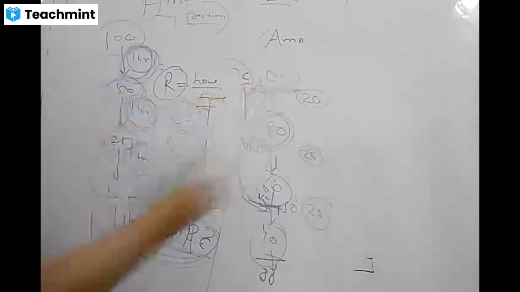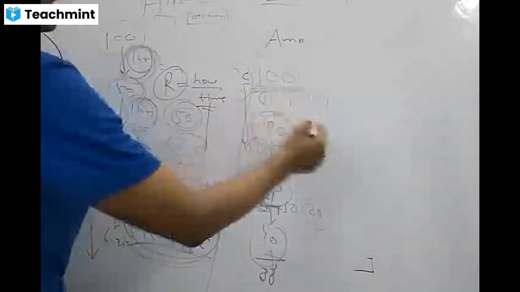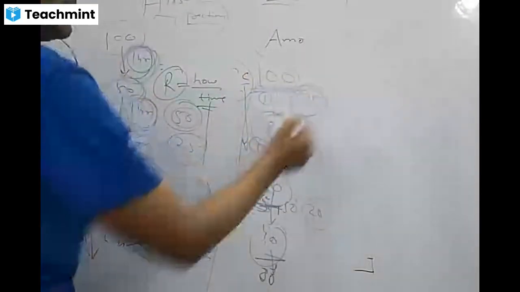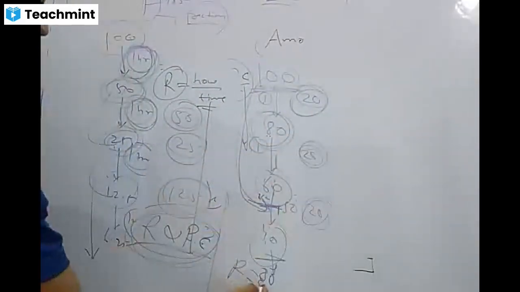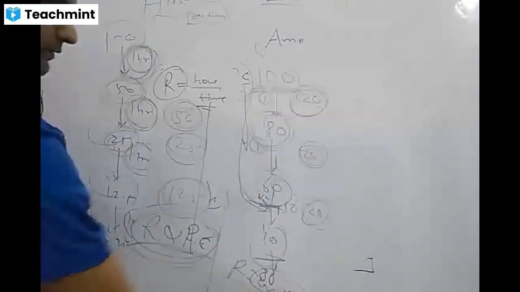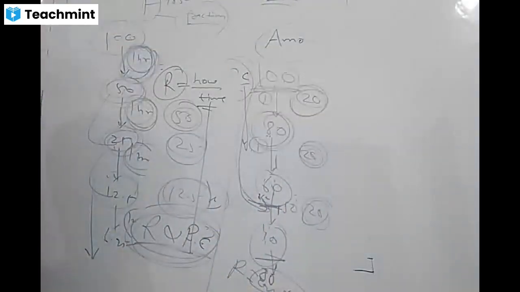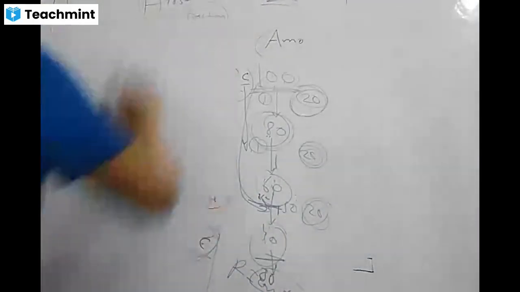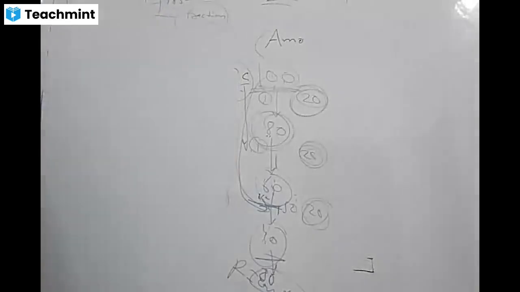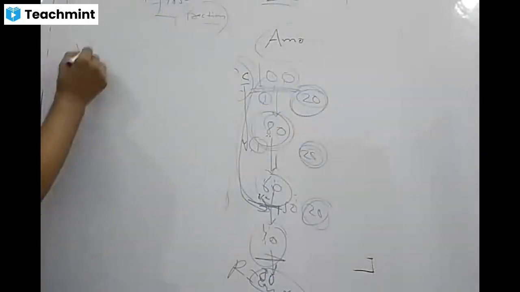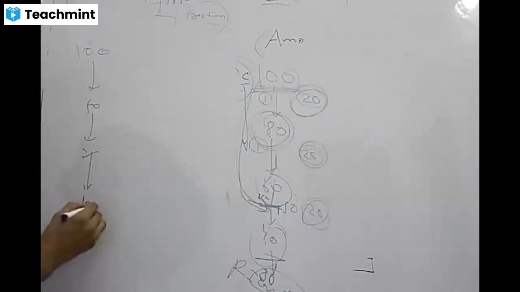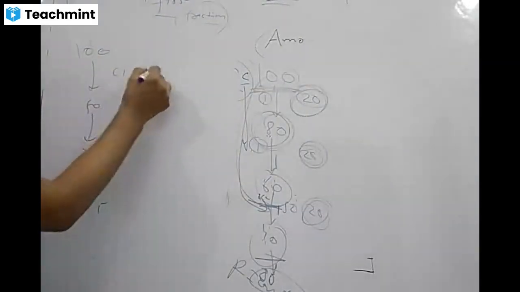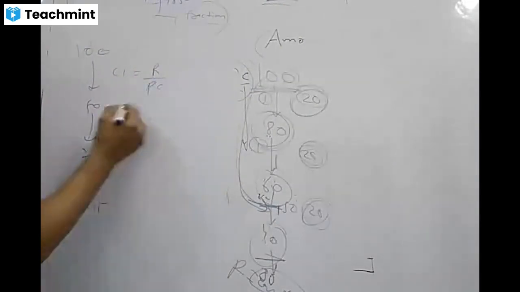But in case of zero order kinetics, every time the rate of elimination is 20. 100 to 80, 20. 80 to 60, 20. So rate of elimination is constant in zero order. And the second parameter is clearance. Clearance is a mathematical concept. Take 100 to 50, 25, 12.5. Clearance equals rate divided by plasma concentration.